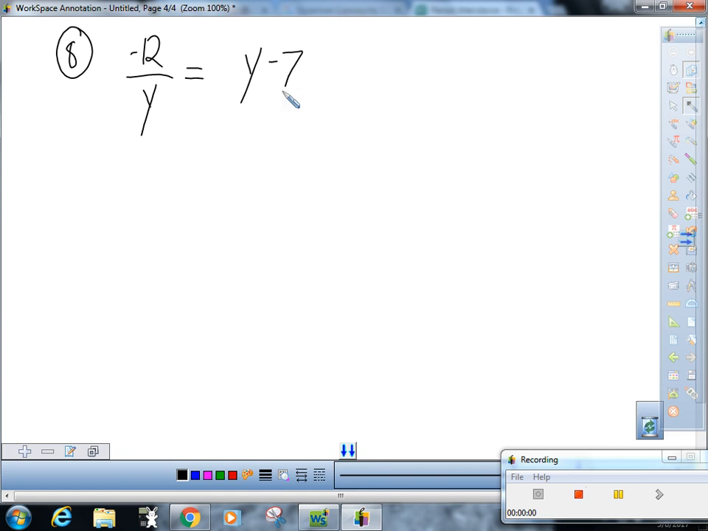Okay, so one thing that you should realize is that is a fraction. Anything's a fraction. Just put it over 1. So now I can cross multiply. Negative 12 times 1 is negative 12. Y times y is y squared. This is the distribute part. Y times negative 7 is minus 7y. Yes?